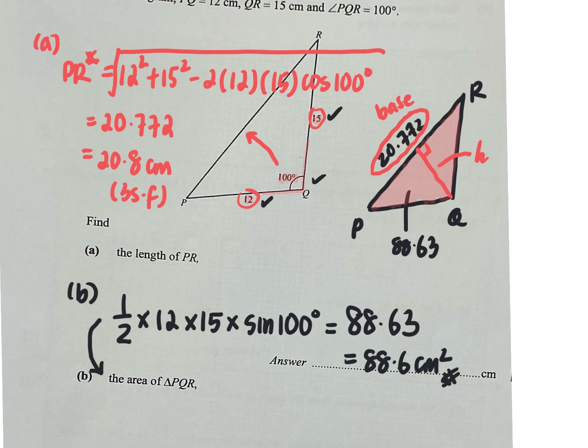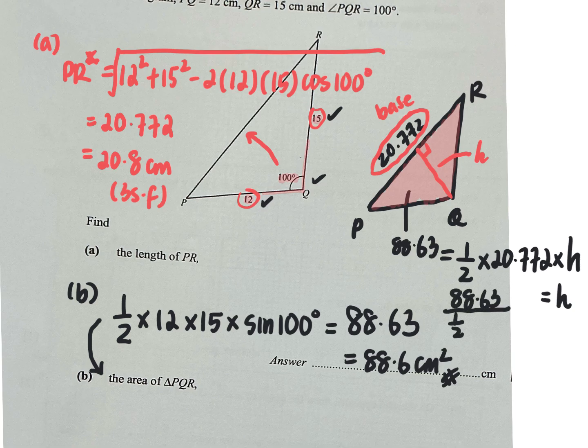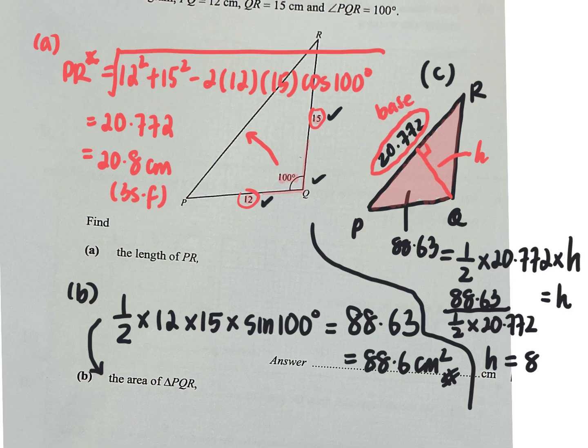So this question, it will be half times the base times H, and it should give you 88.63. So to find H, you just have to divide your 88.63 by half, as well as 20.772. Okay, 3SF.